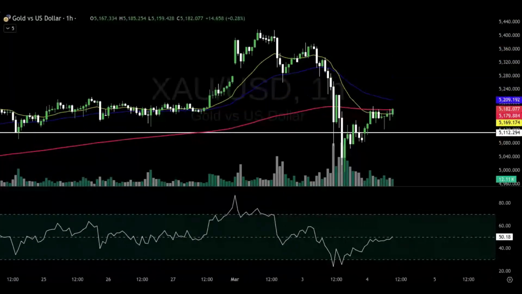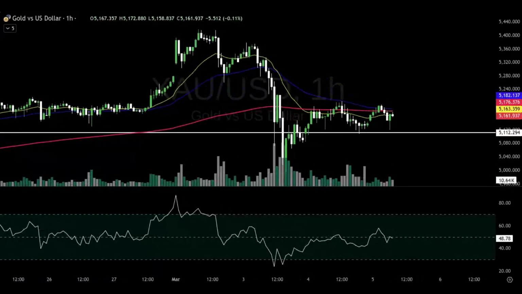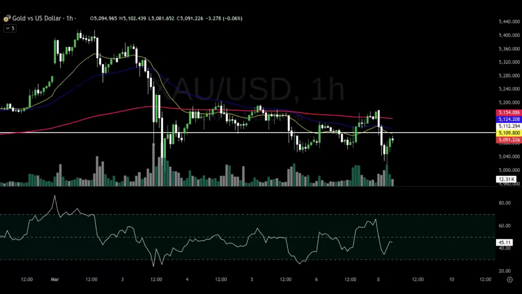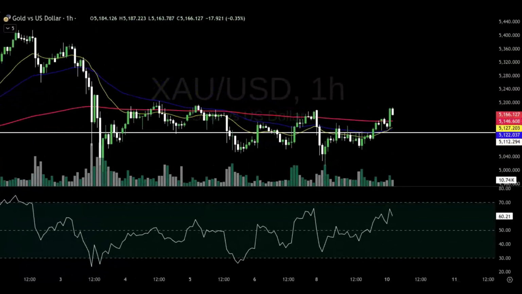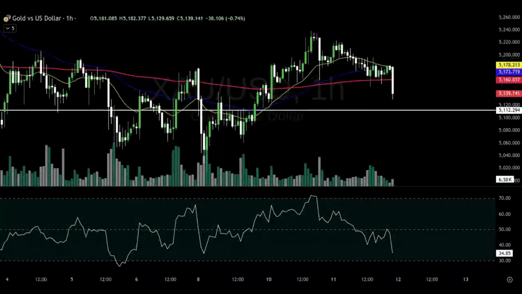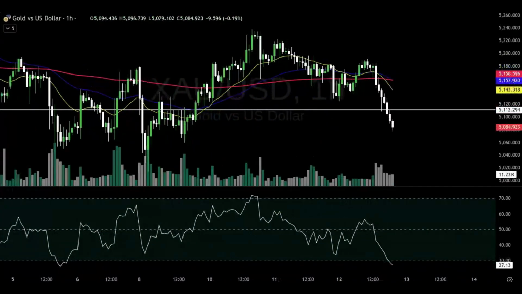Remember, a trend does not change because of one candle. A trend changes when the evidence starts stacking together. Look how the price confirms the trend reversal step by step.